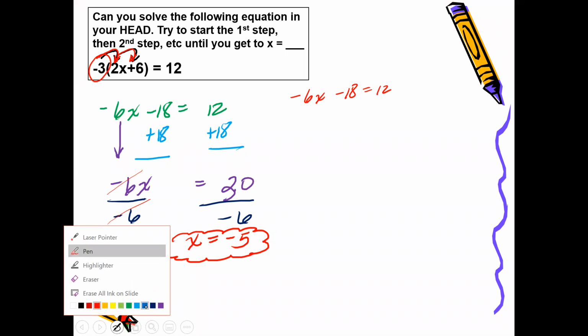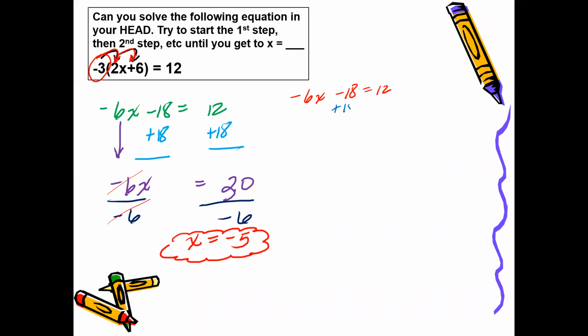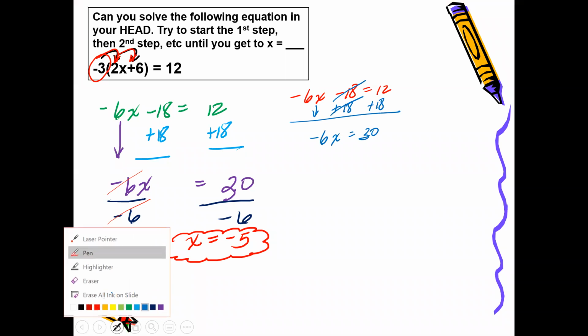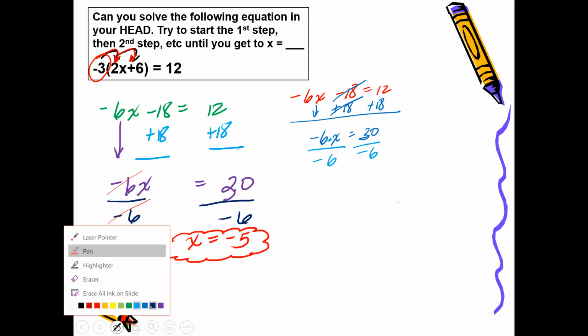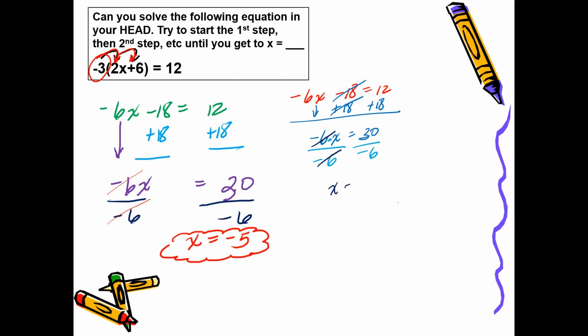Next, you want to isolate the x by itself, so you want to get rid of the 18. Opposite of a -18 is a positive 18. So you bring down the -6, positive 18, -18 cancels. You have a 30. Now to get rid of the -6, you want to divide by -6 on both sides. X is equal to -5. And that is your answer.